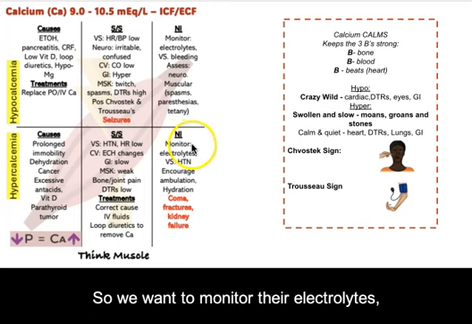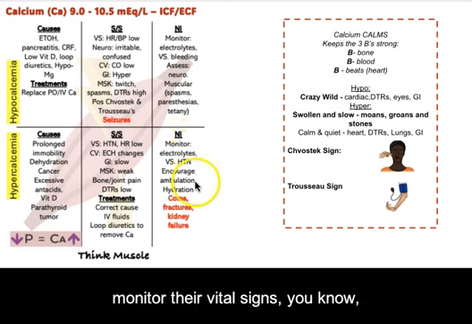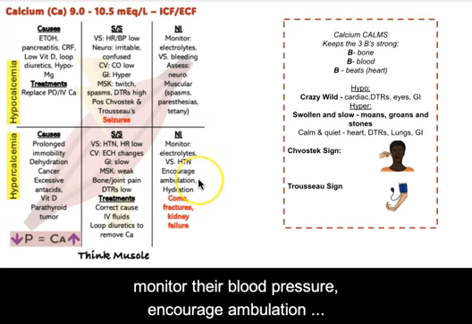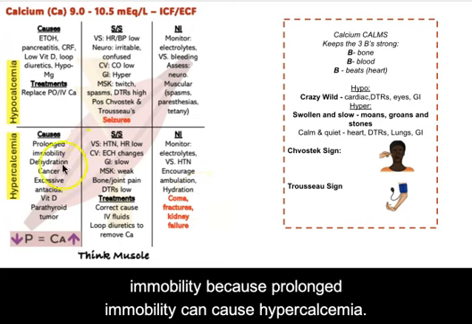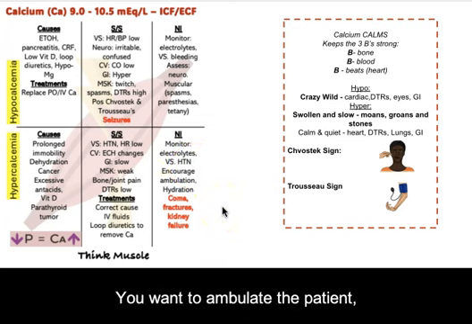So we want to monitor their electrolytes, monitor their vital signs, monitor their blood pressure, encourage ambulation, because remember, you don't want to promote immobility because prolonged immobility can cause hypercalcemia. You want to ambulate the patient. You want to hydrate the patient.